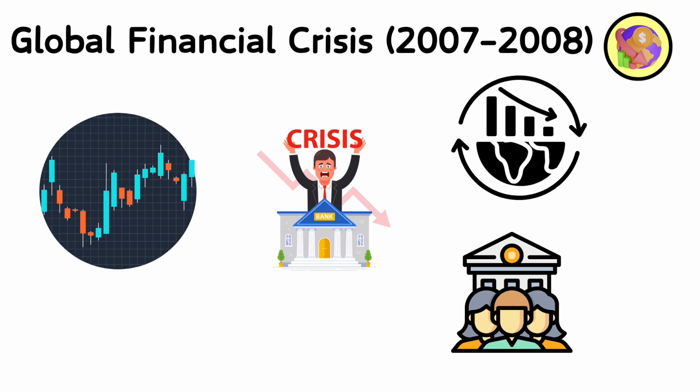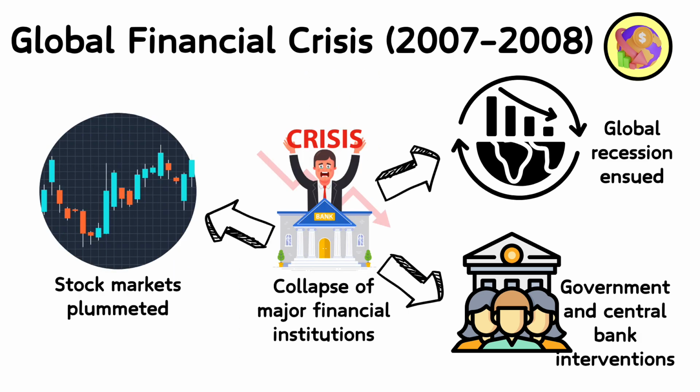Major financial institutions collapsed, stock markets plummeted, and the world faced a severe recession. Governments and central banks around the world took drastic measures to stabilize the economy, such as bailing out banks and cutting interest rates. The crisis led to a significant loss of jobs and homes for millions of people and sparked debates about financial regulations and the responsibilities of banks.